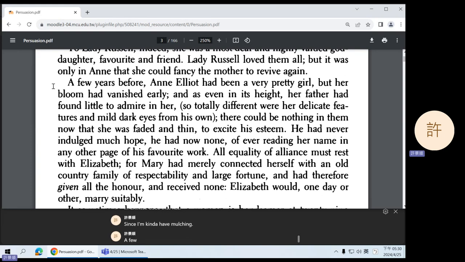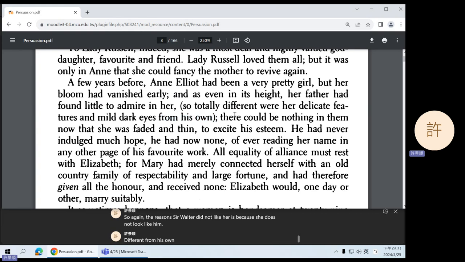A few years before, Anne Elliot had been a very pretty girl, but her bloom had vanished early. Bloom is, of course, what flowers do. A flower blooms, 绽放. So this is talking about youthful beauty. Her bloom had vanished early. And as even in its height, her father had found little to admire in her. So even when Anne was most beautiful, her father did not really like her. So totally different were her delicate features and mild dark eyes from his own. So again, the reason Sir Walter did not like her is because she does not look like him.